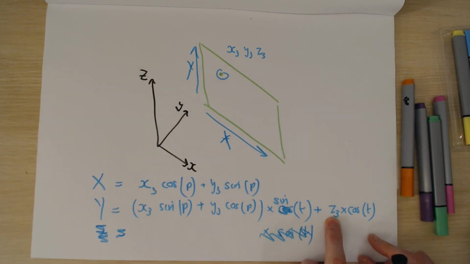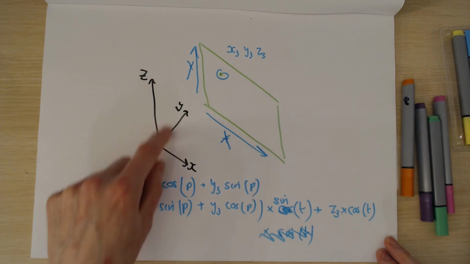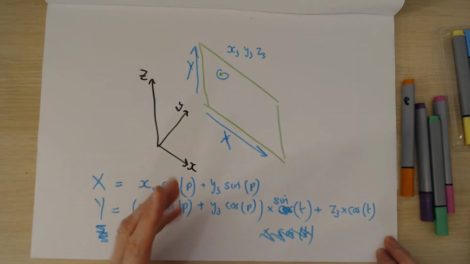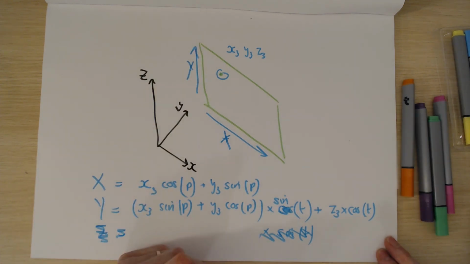So what we add on here is z3 times cos t, cos the tilt. So with 0 tilt, y equals z. If it's 90 degrees, then it's sine t. So this will give us this here. Y will become y3. So a bit of logic really.